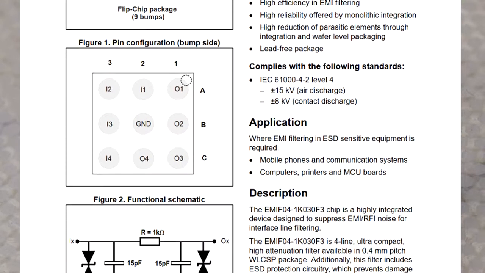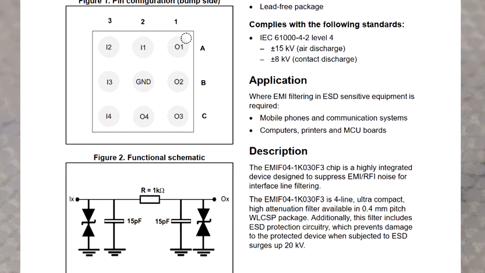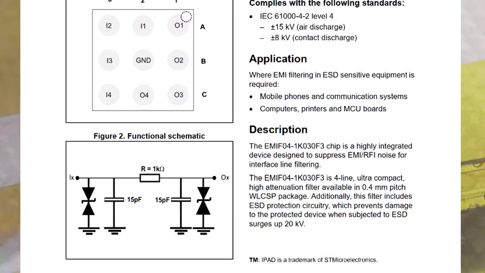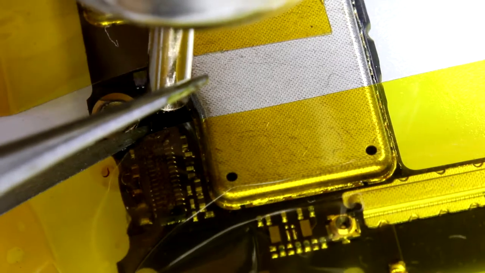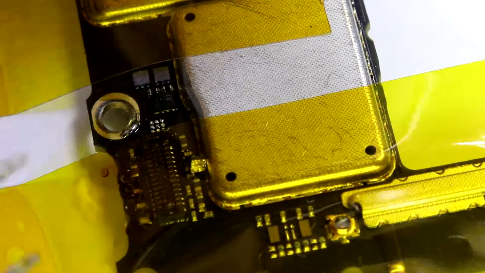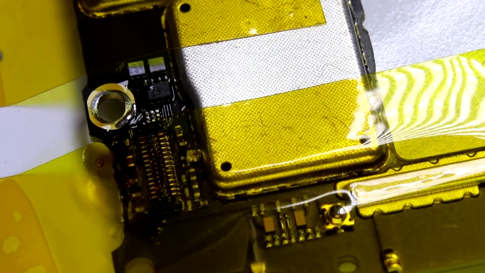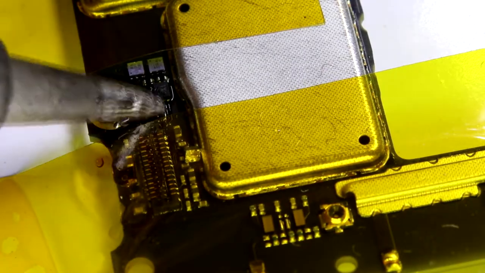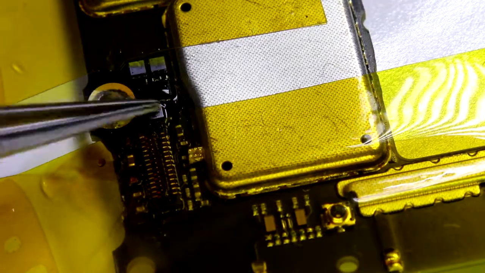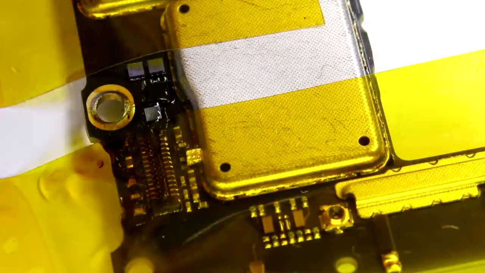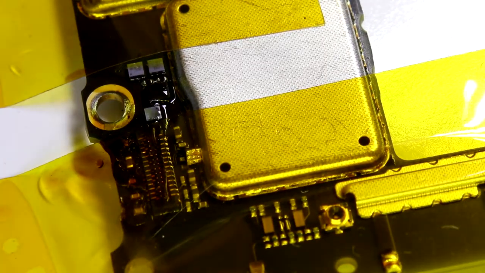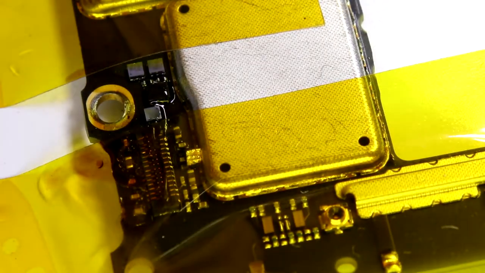It is the EMIF04-1K-03-0F3. Soldering it was a bit painful because it is a 1.17 millimeter square with 9 BGA pads underneath.